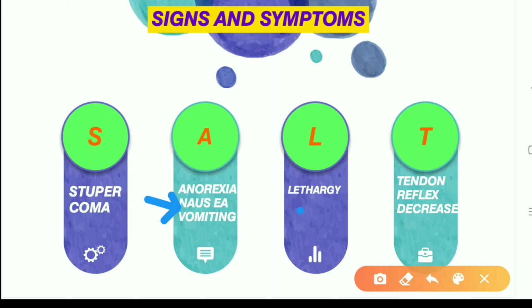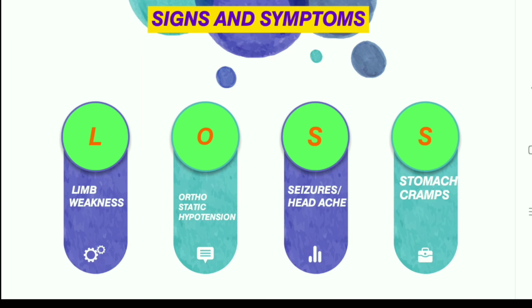L for lethargy. This is muscle weakness. The patient can also experience muscle weakness. T for tendon reflexes decreased. The patient's tendon reflexes will also decrease in this case. So let's see another slide, that is LOSS, salt loss.